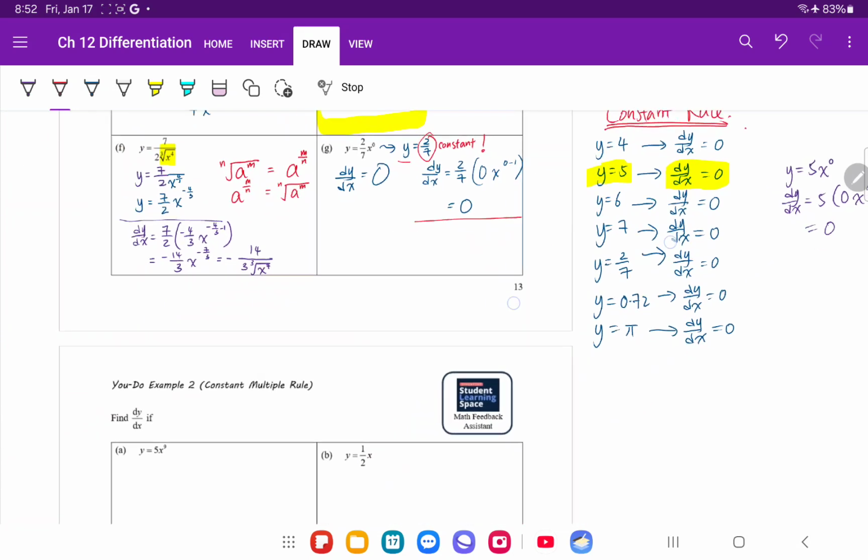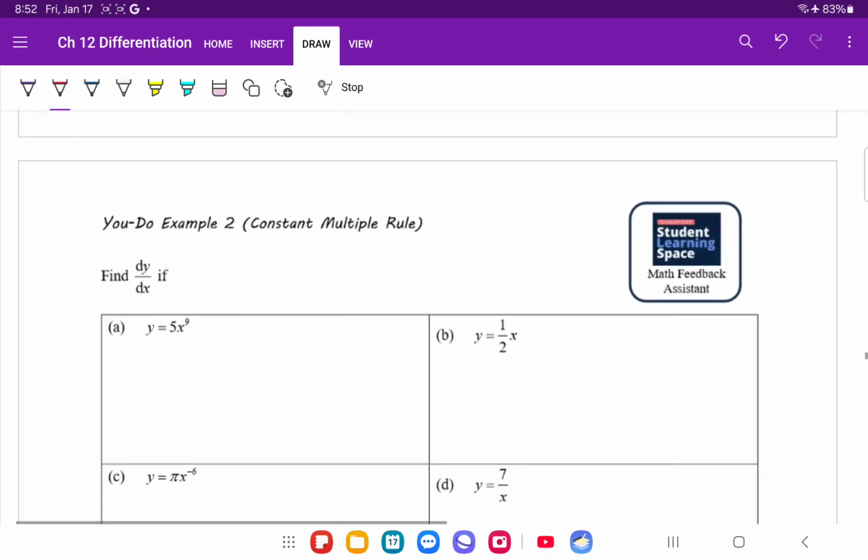Alright. The next page is also homework. This was supposed to be done as homework. I'm going to flash the answer in a while. Check through all your work first before you verify the answer.